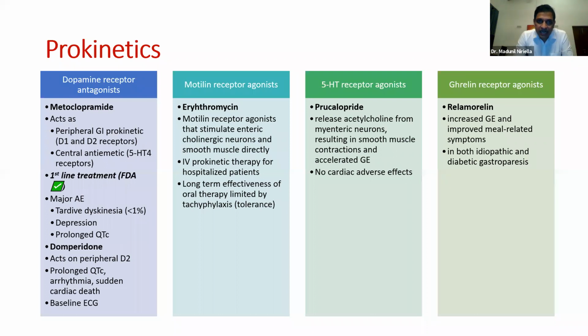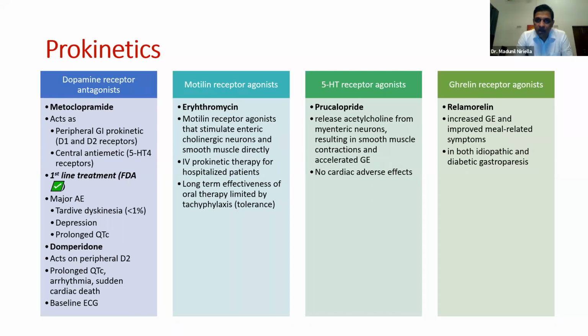Then we also have the motilin receptor agonists, and the most widely described one is erythromycin. It stimulates the enteric cholinergic nerves and smooth muscle directly. It's the IV prokinetic therapy of choice for patients who are hospitalized with severe symptoms. Very effective when given IV, but the long-term effectiveness of oral therapy is limited by tachyphylaxis, because these patients develop tolerance, and because of the antibiotic activity, it can lead to complications like C. diff. So oral erythromycin is not recommended, but IV certainly for patients who are hospitalized with severe symptoms.